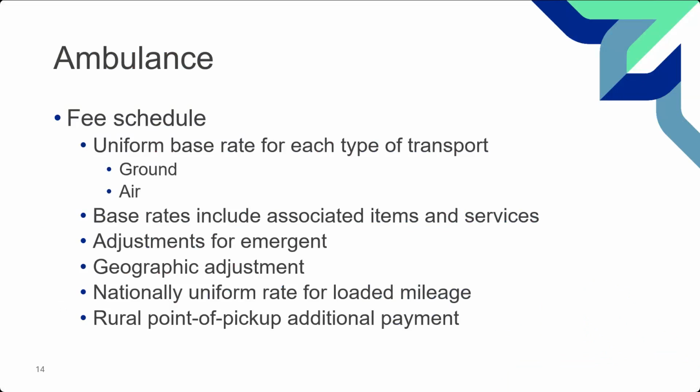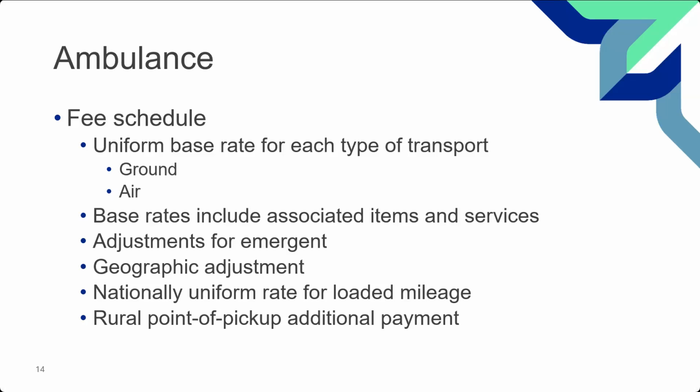It's a set amount determined under the law, and what it does is it gives you uniform pricing for ground and air, and then it takes into account things like where you are located, your geographical area, so there are adjustments for that. It gives you a base rate, and the base rate is for all items and services with the exception of mileage. Mileage is a separately billable code. So what falls into your base rate? Things like supplies, staff, the vehicle, all of those types of items fall into the base rate. You're not paid separately for any of that.